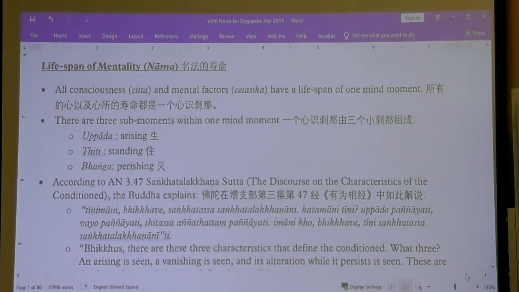But the space between two minds, even Lord Buddha cannot see. Why? There is nothing to see between two mind moments. Very fast.